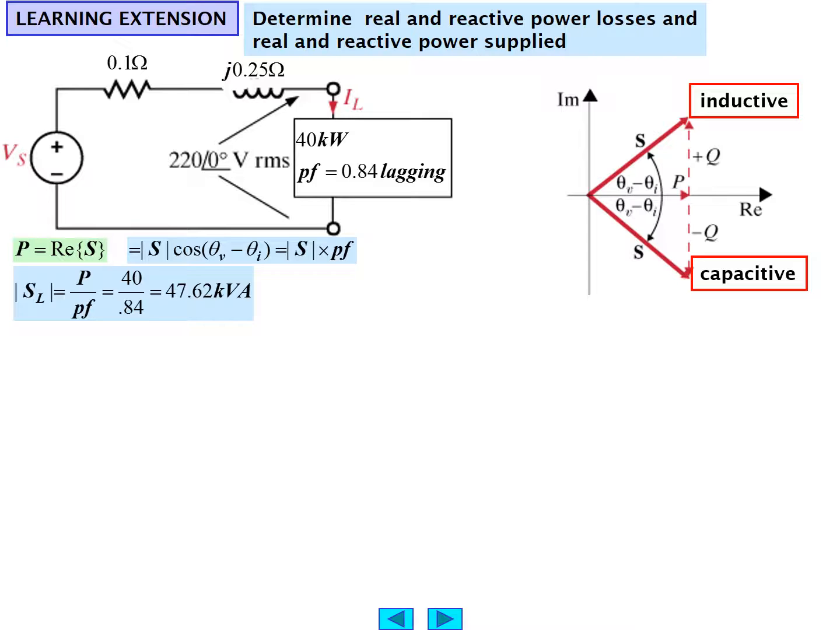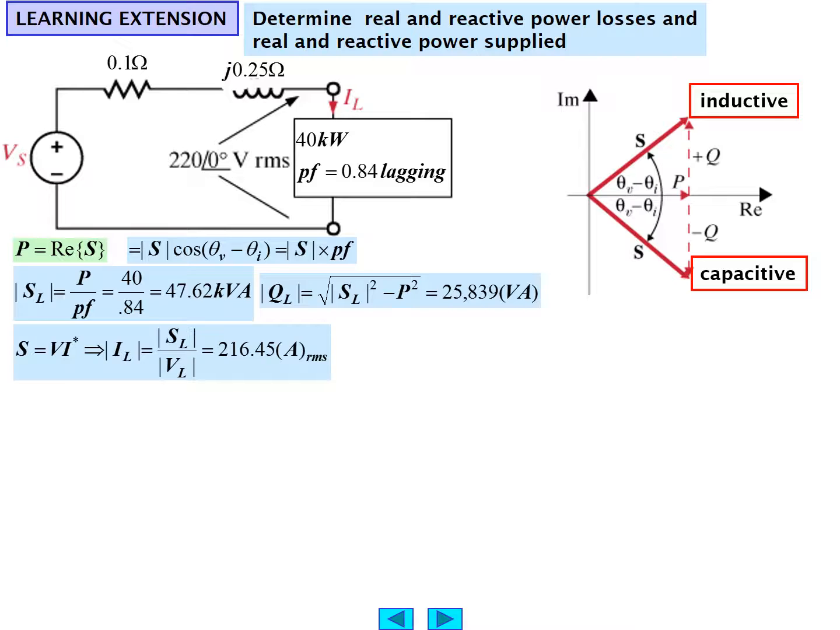The magnitude of SL then for the load would be P divided by PF. 40 kilowatts, so we'll just write 40, but it is 40 kilowatts, 40,000 watts, divided by 0.84 gives us 47.62 kilovolt amperes, or 1,000 volt amperes. The magnitude of QL, which we can solve by taking the square root of the magnitude of SL squared minus P squared, algebraically gives us 25,839 volt amperes for the magnitude of the so-called reactive power. Magnitude, though.